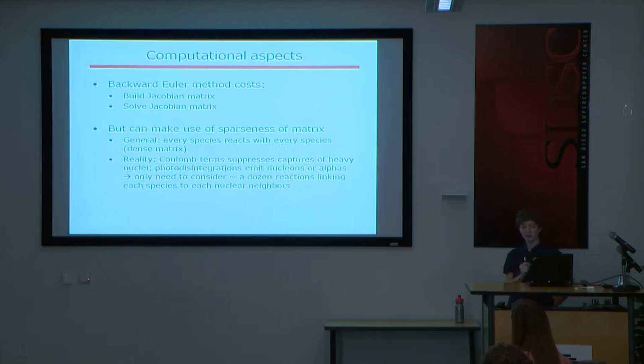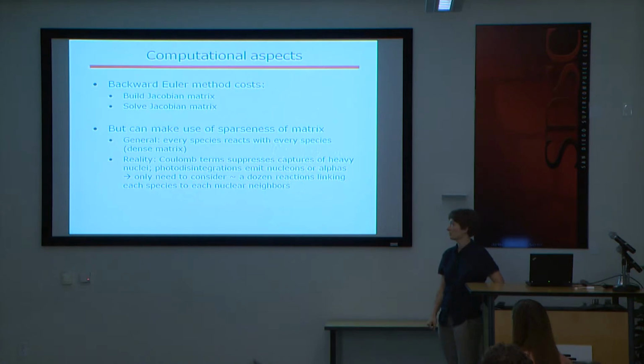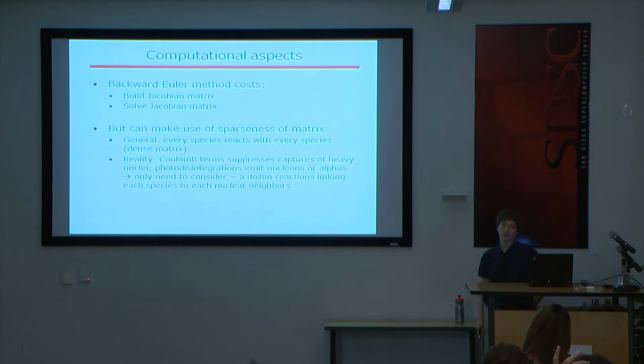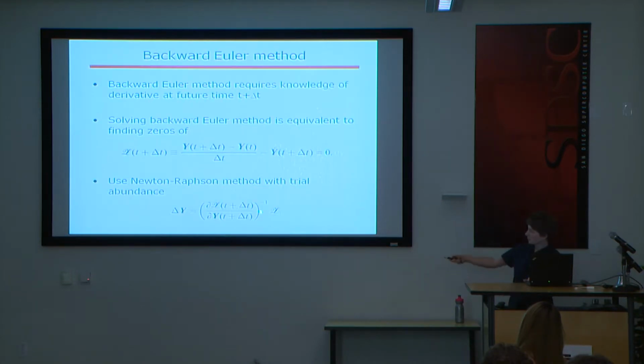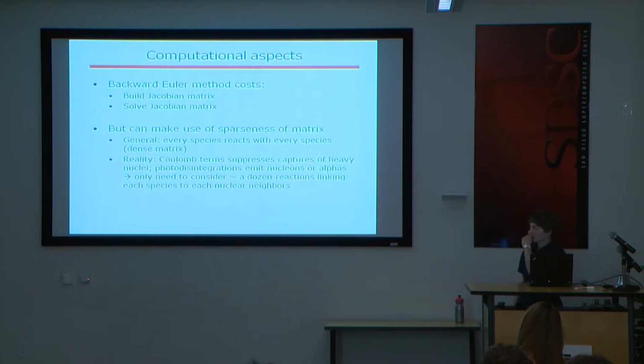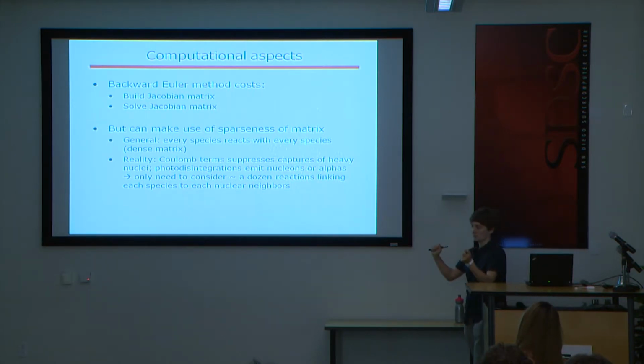But the same way the problem forced us to use an implicit method, the problem has another property that makes our life easier again. And this is what we define as the sparseness of the matrix. In general, if you take a mix of species, every species can react with every other species, which would make this Jacobian matrix dense, because each combination of two species can react with each other, so there's a reaction rate there. But in reality, you have the Coulomb term that suppresses, for example, captures of heavy nuclei on other heavy nuclei, with a few exceptions.